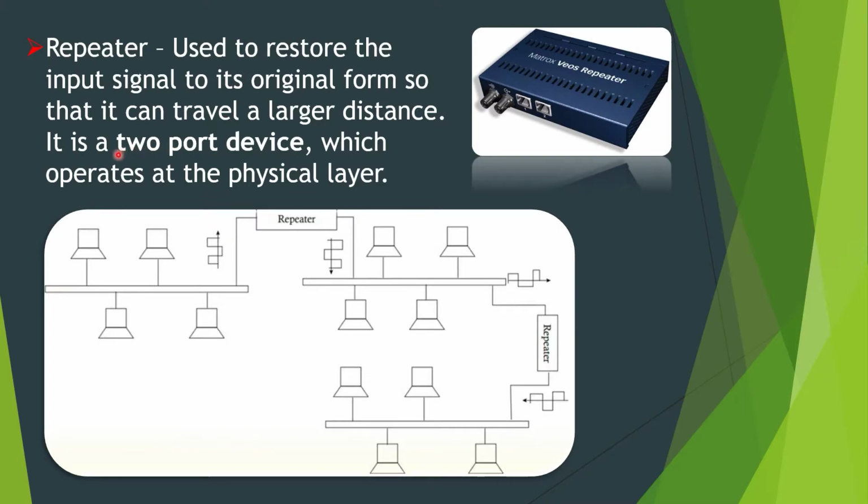Now, what do we mean by a two-port device? A device which has a single output port and a single input port is called a two-port device, which operates at the physical layer. As we know, there are 7 layers of the OSI model. So, the repeater works on one of its layers, that is the physical layer.